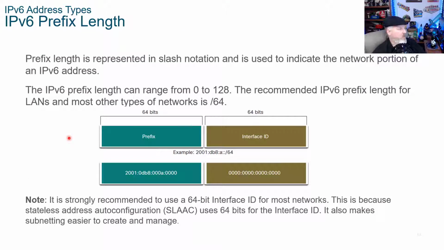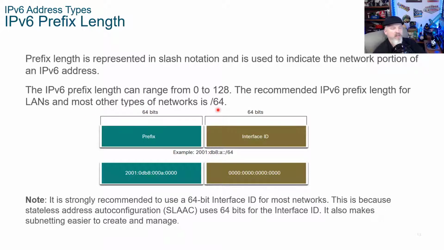v6 prefix length, it is represented in slash notation, and it's used to indicate the network portion of a v6 address. Remember with v4, we had our network portion and our host portion. The same thing applies to v6. The v6 prefix length can range anywhere from 0 to 128. The recommended v6 prefix length for LANs and most other types of networks is /64.